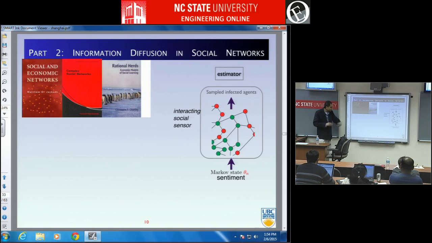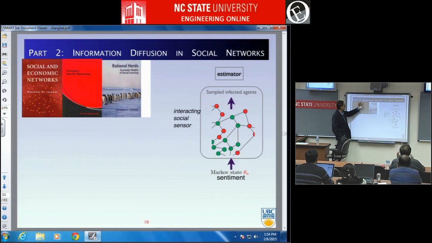Now I want to go into part 2. In light of the time, I'm just going to make a few summary comments about part 2, and then I'll conclude the talk. So part 2 was supposed to deal with large-scale social networks. In part 1, we had a small-scale network where we did Bayesian analysis. In part 2, we're doing basically adaptive filtering, or if you like, stochastic approximation over a large-scale social network.